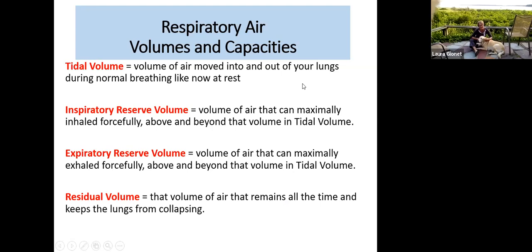So we have tidal volume, the volume of air moved into and out of your lungs during normal breathing, like now at rest. Inspiratory reserve volume is the volume of air that can be maximally inhaled above and beyond the tidal volume, forcefully, forcing air in. The expiratory reserve volume is the volume of air that can be maximally exhaled forcefully above and beyond the tidal volume. And residual volume is the volume of air that remains all the time and keeps the lungs from collapsing. So that's just by definition.